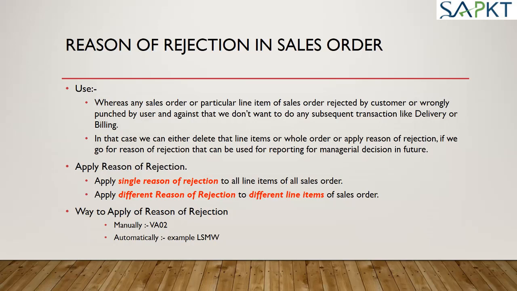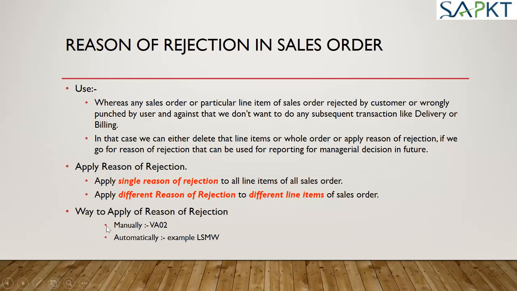In that case, we can either delete that line item or delete that whole sales order, or apply reason of rejection. If you go for reason of rejection, that can be used for reporting for managerial decisions in future. Reason of rejection can be used two ways. There are two types. One is a single reason of rejection for all line items of that sales order, or apply a different reason of rejection to the different line items of that sales order.